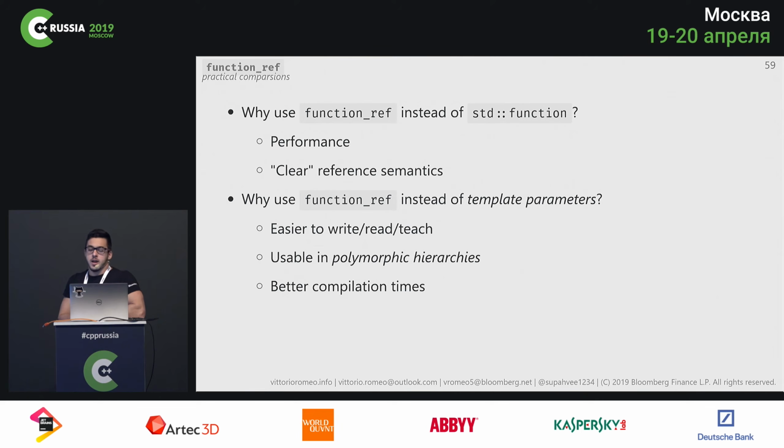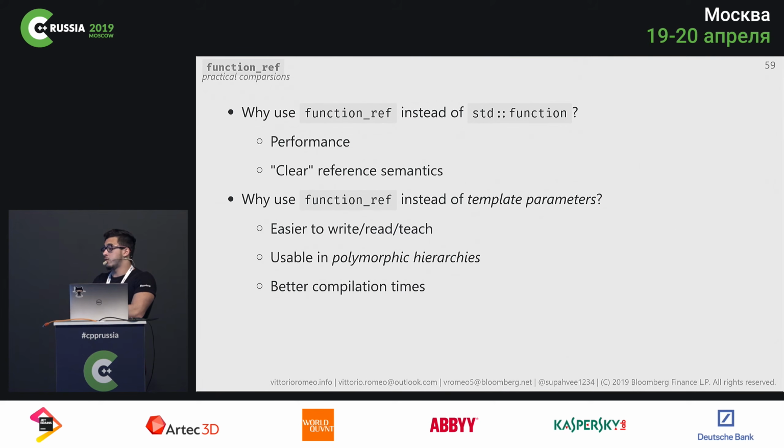And the other question I might ask, why would I want to use function_ref instead of template parameters? Template parameters have the same performance, but they have some drawbacks. First of all, template parameters are harder to write, read, and teach, while function_ref is very easy for people to get used to. function_ref is usable in polymorphic hierarchies. So if you have like a virtual function that takes a function_ref, then you can override it, while you cannot do that with templates. You can use type erasing techniques, but then you're back to a std::function, so it doesn't really help.